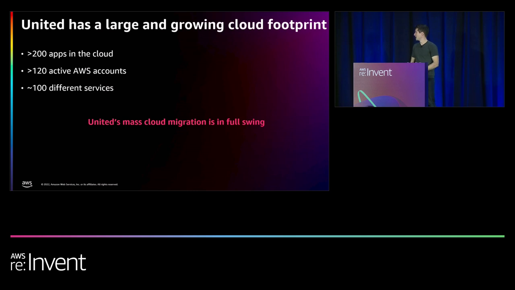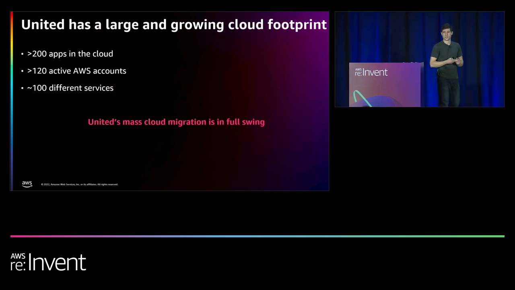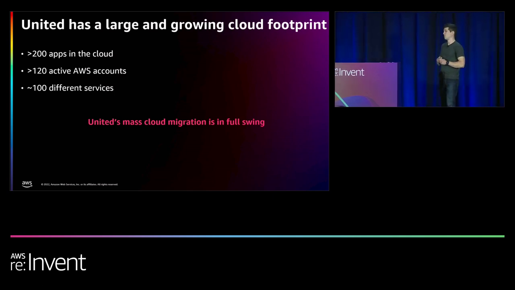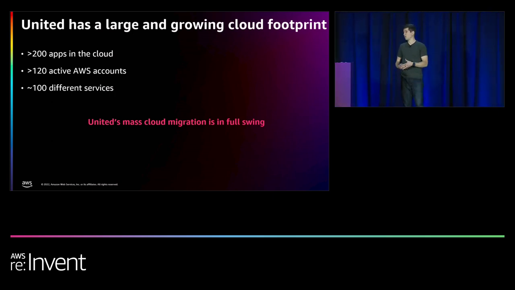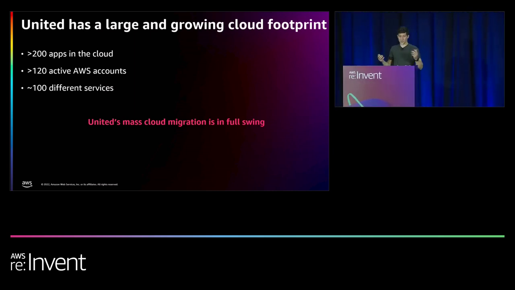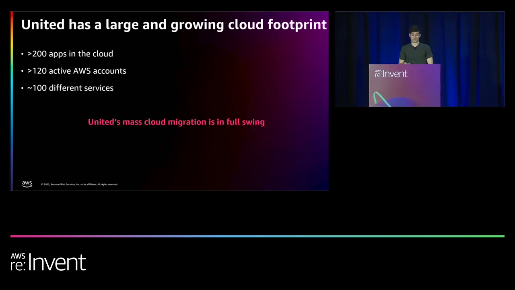So I put this slide together back in the summer, so these numbers are probably a bit low now, but we have over 200 applications in the cloud already today. We run those across over 120 AWS accounts, and we are using approximately 100 different AWS services all over our company, so our mass migration is in full swing. And with this active accounts thing, you should be doing this, so this has been really helpful for us.